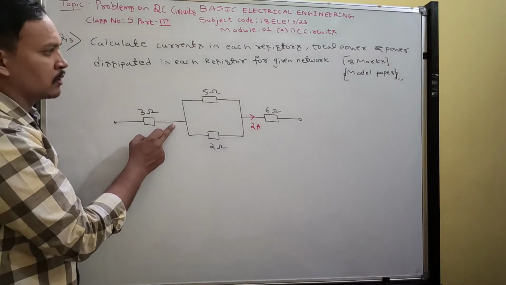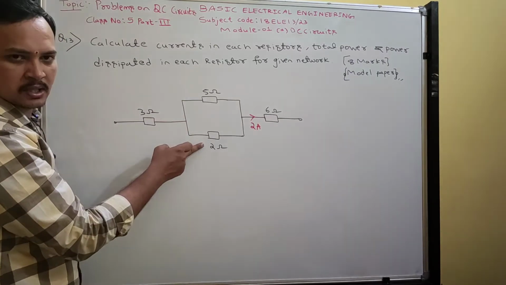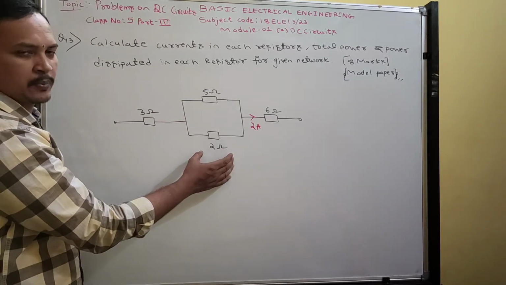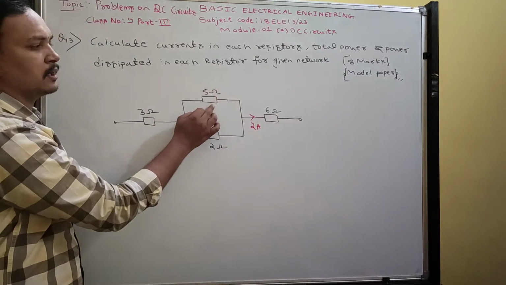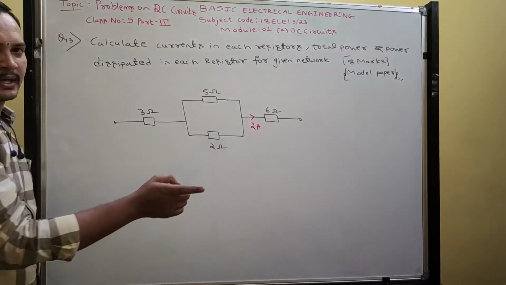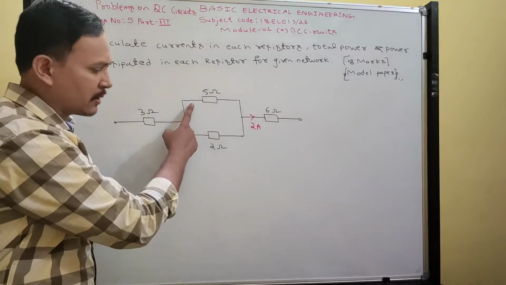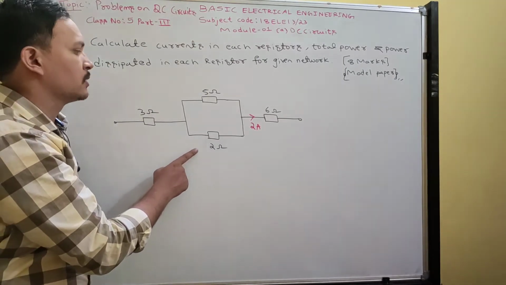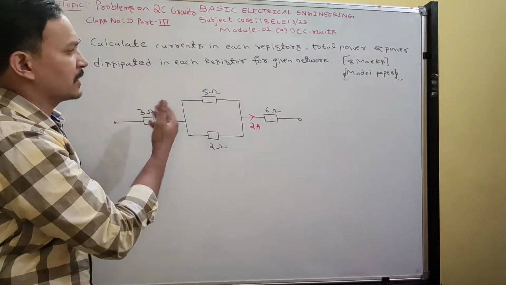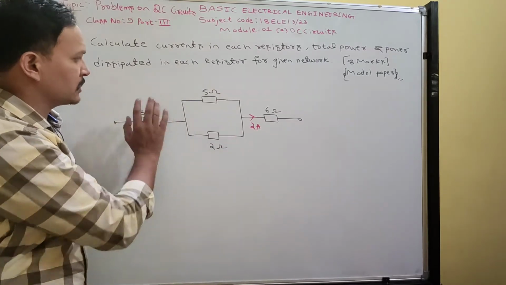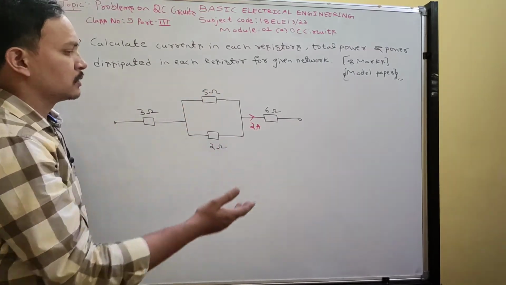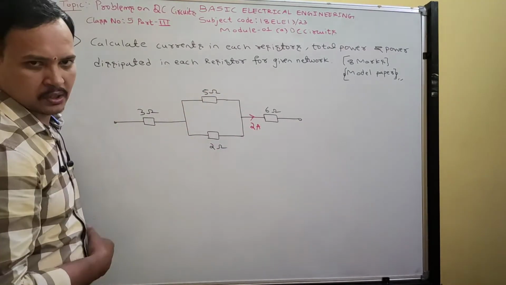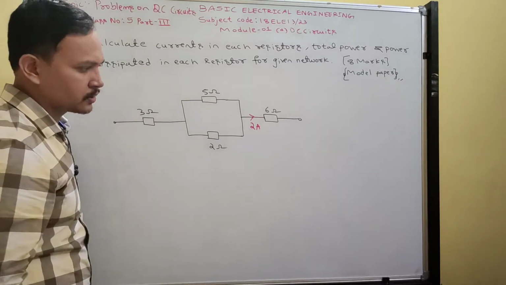Using the current division rule, find the current in this resistor and this resistor. I square into R, you will get the power in this resistor. I square into R, you will get the power in this resistor. You will get the answer. Here 4 by 7 ampere. Here you will get 10 by 7 ampere. Okay. So do that, and you get the current in all the resistors. Total power means the addition of all these, and then the power in each resistor. Okay. I hope you can do this.